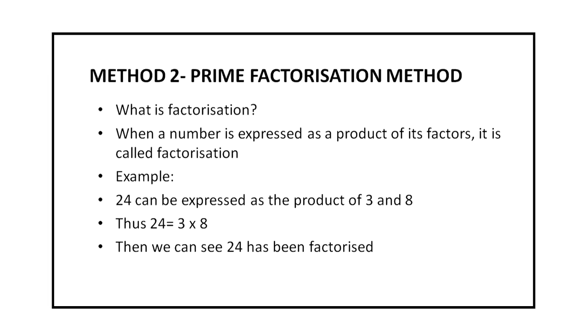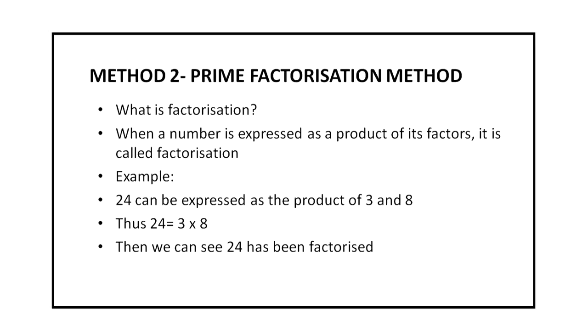Now, the second method for the determination of HCF is called the prime factorization method. Here, please observe the words prime and factorization. You would have learned in the previous classes what is a prime number and what is a composite number. This concept that you have learned before is used here in order to determine the HCF in the second way. So, let us see first what is factorization.